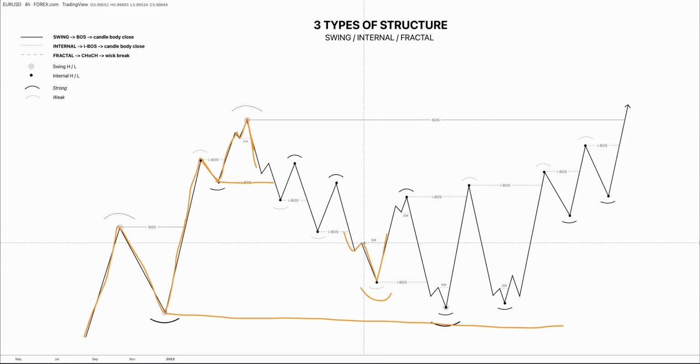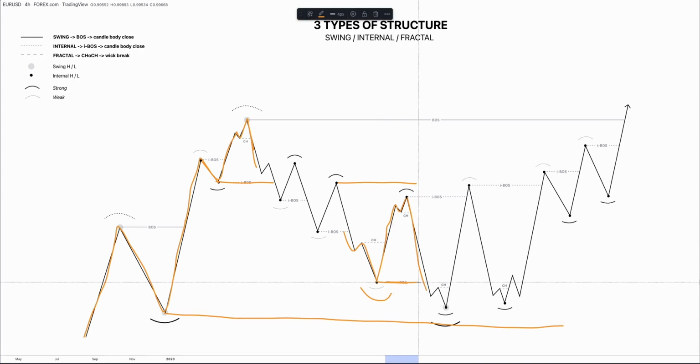But remember, change of character only signals the start and end of the internal pullback, right? And at this point, that's the strong internal high because the internal structure is bearish, right? That's the internal low. So we pull back up into this internal high, we come up to here, we fail to take out the internal high, we get a bearish change of character. Okay, this internal pullback is now finished because we've had the bearish CHoCH. Now price is very likely going to be ready to take out the weak internal low.